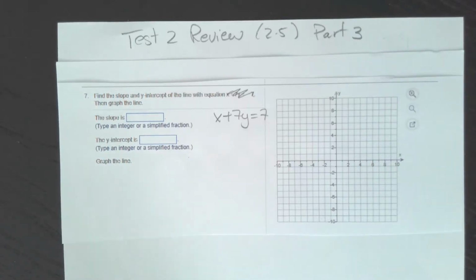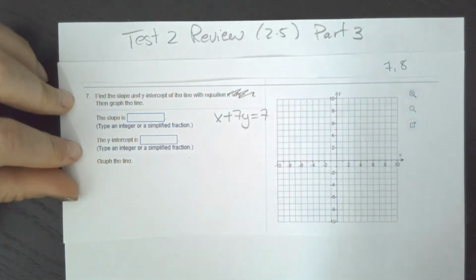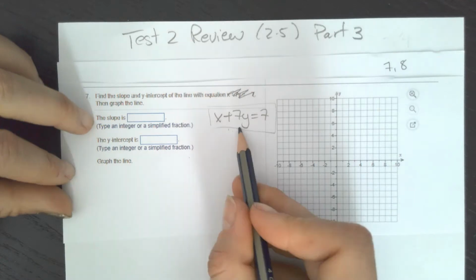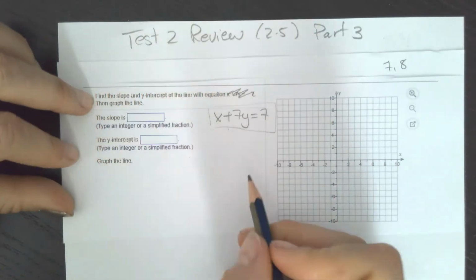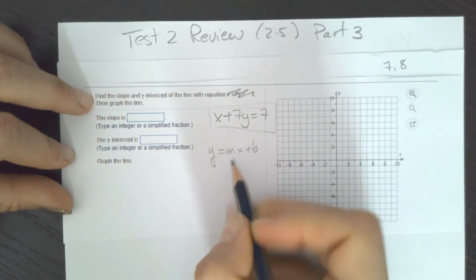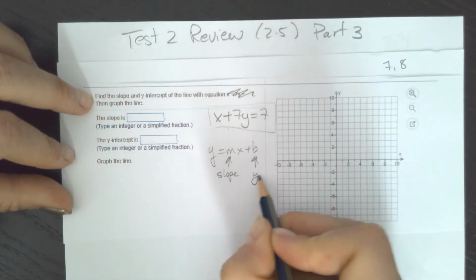Okay, so this is the review for test 2, part 3, and we're going to do questions 7 and 8. It says find the slope and the y-intercept of the line with this equation. Standard form. We need to solve for y to put it into the slope-intercept form, which is y equals mx plus b. When we put it in this form, then we know the slope and we know the y-intercept.